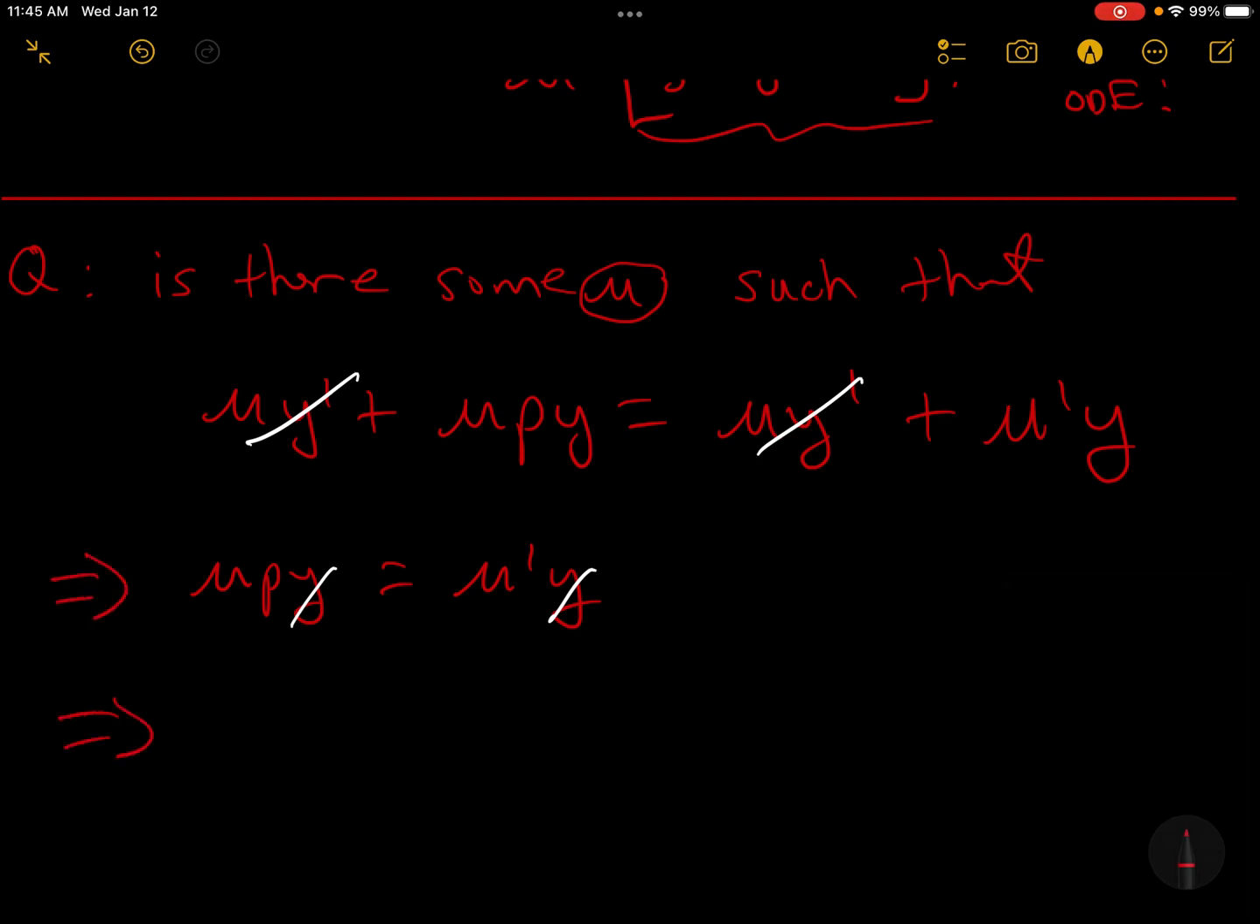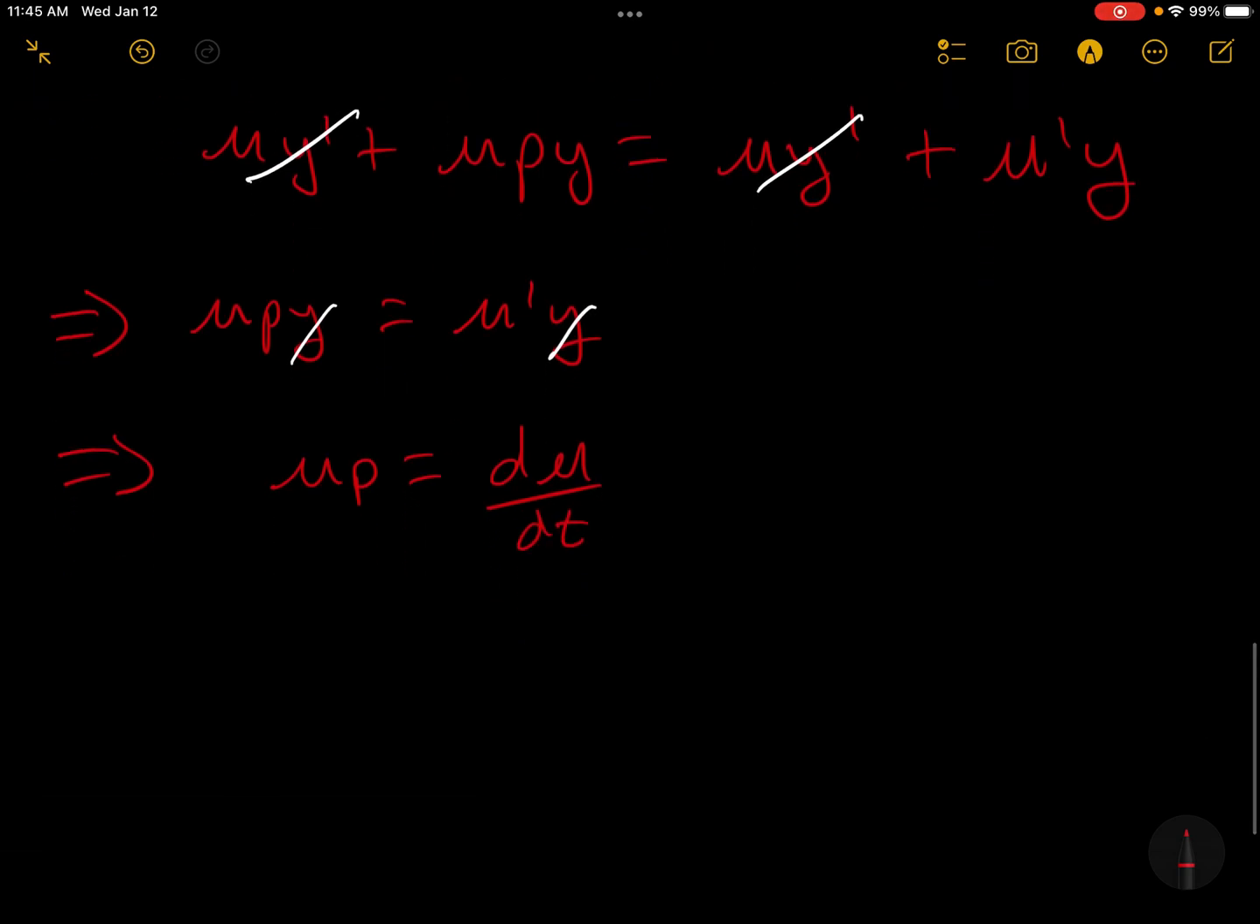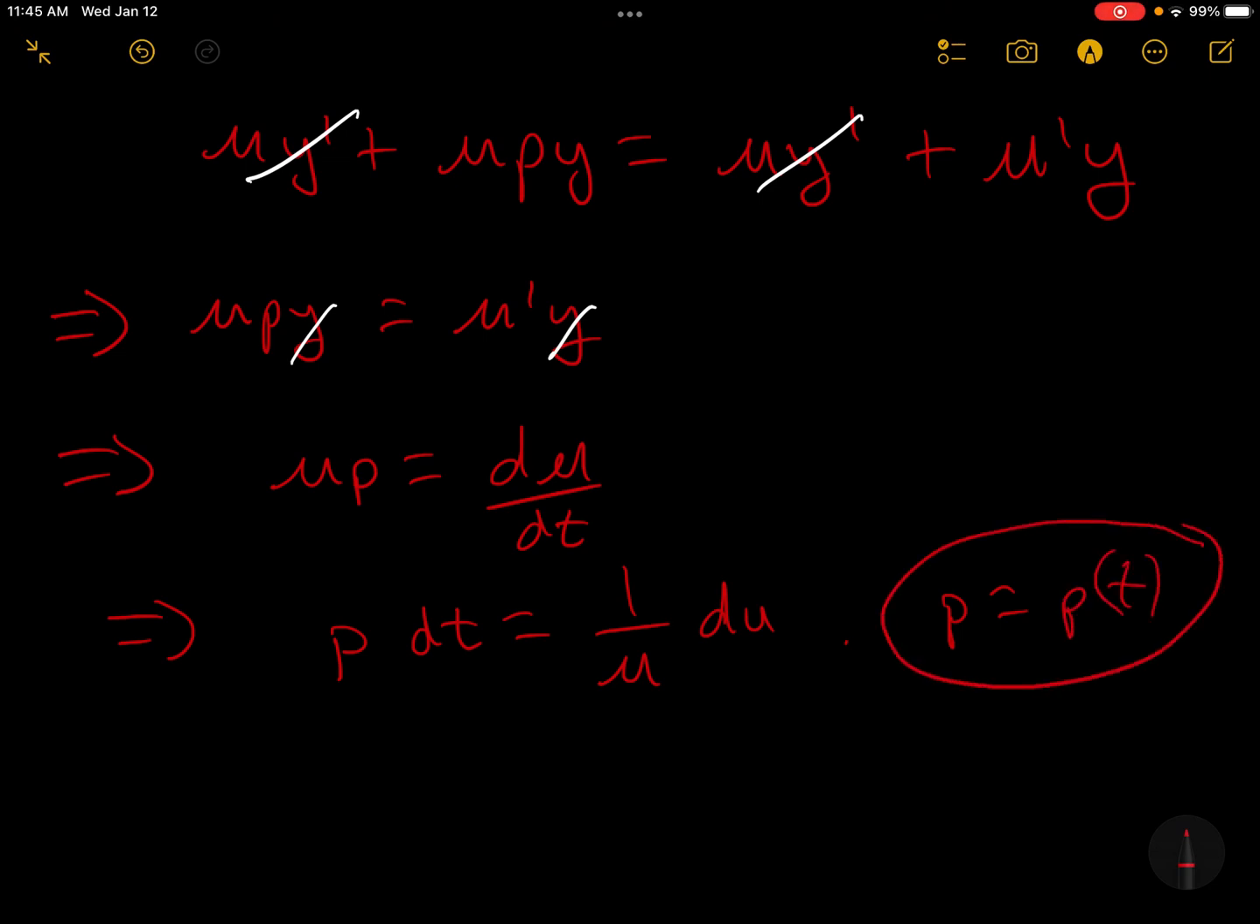So now we have mu p equals, and I'm going to rewrite mu prime. Mu prime is d mu dt. And do some dividing here. You get p dt equals 1 over mu d mu. And remember, p is a function of t only.